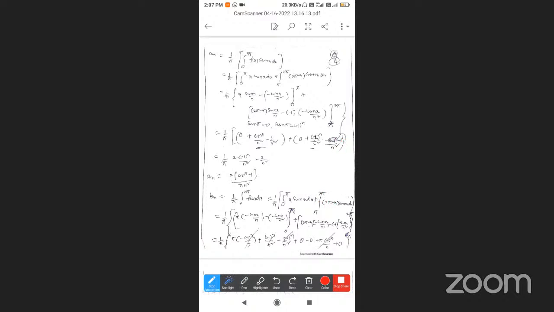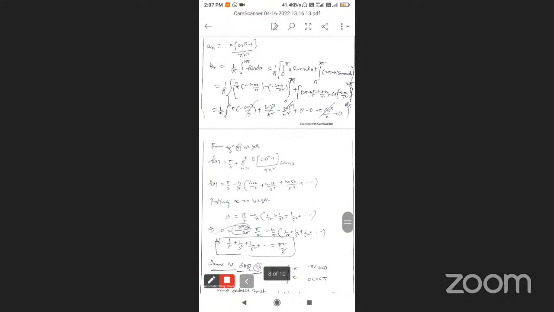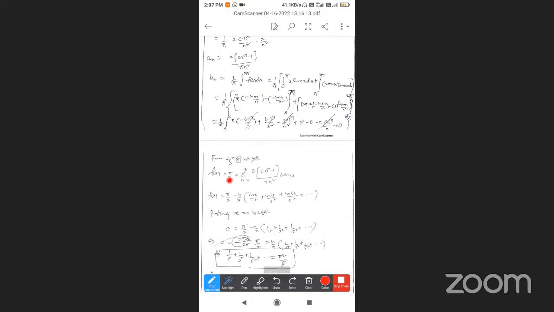So we have to simplify bn also. What is bn equal to? This is the formula: bn is equal to 1 by pi into the integral from 0 to 2 pi of f of x into sin nx dx. What is the value of f of x?